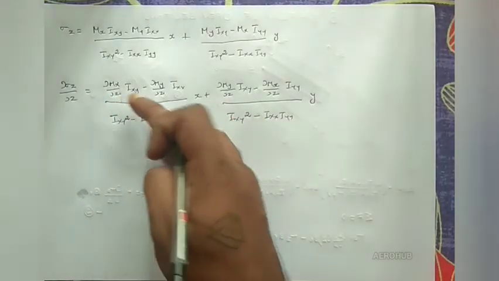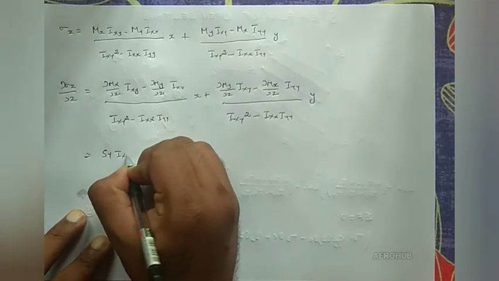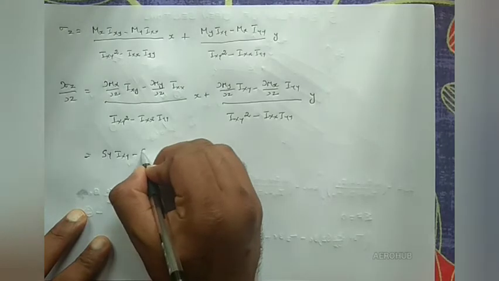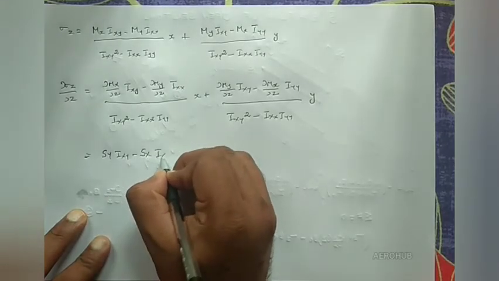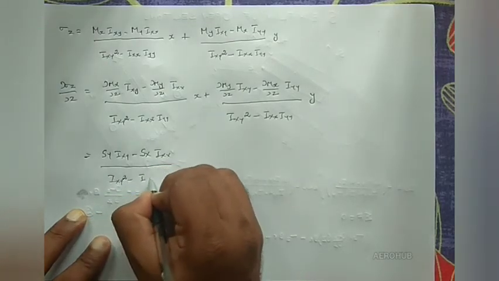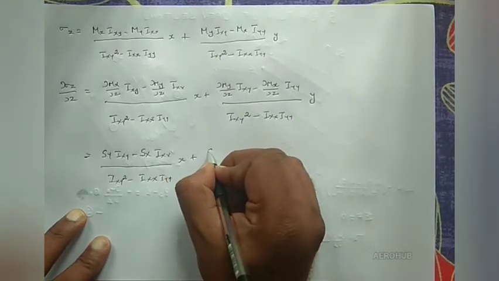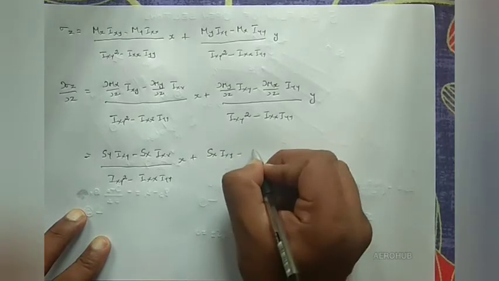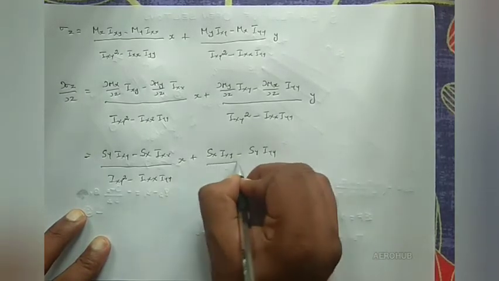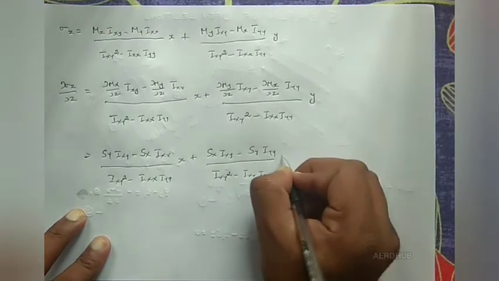∂Mx/∂z, the rate of change of bending moment along the x axis, is nothing but the shear force along the y axis, so that will be Sy into Ixy. ∂My/∂z is nothing but the shear force along the x direction, so that is Sx into Ixx, divided by Ixy² − IxxIyy, into x, plus (Sx Ixy − Sy Iyy) divided by Ixy² − IxxIyy, into y.